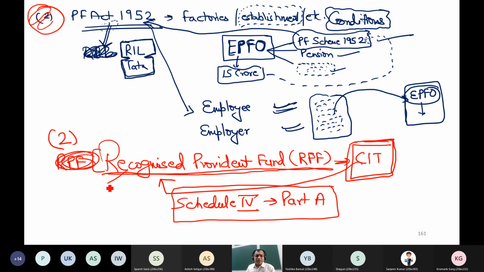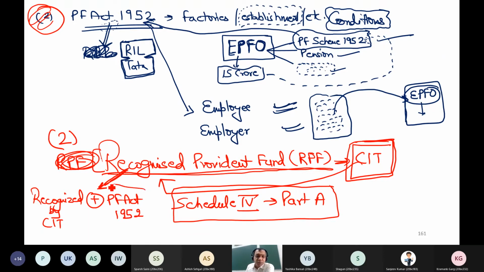RPF. So what is RPF now? Can you tell me what is RPF now? Every provident fund which is recognized by the Commissioner of Income Tax, plus all provident funds which are part of PF Act 1952. I hope you are understanding this point.